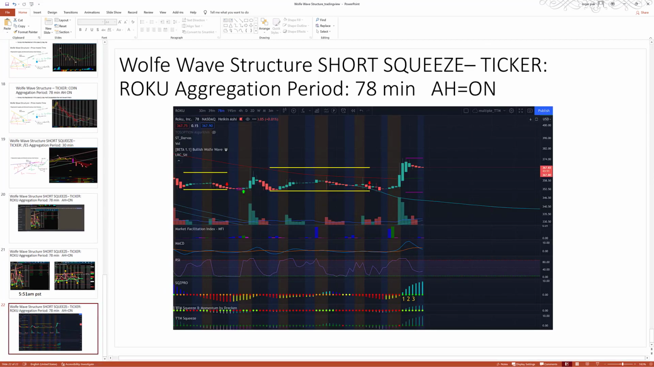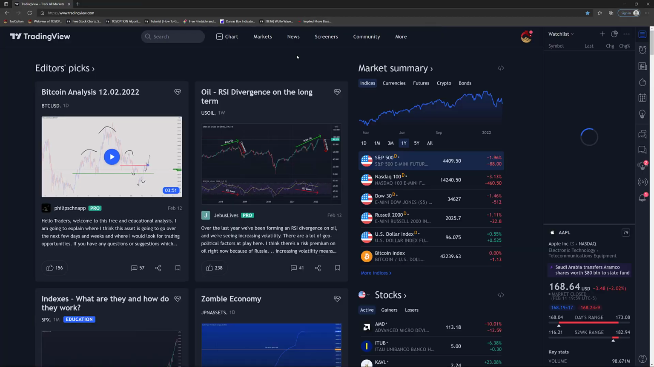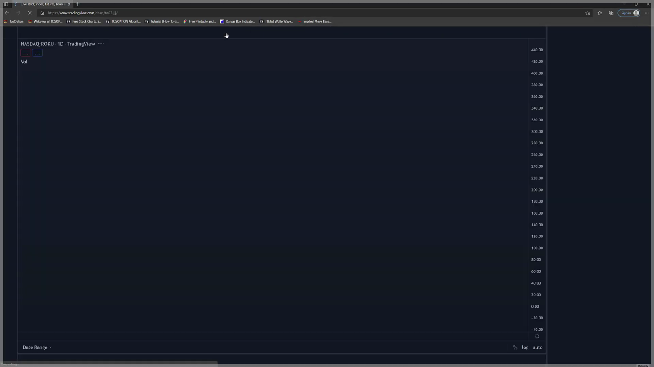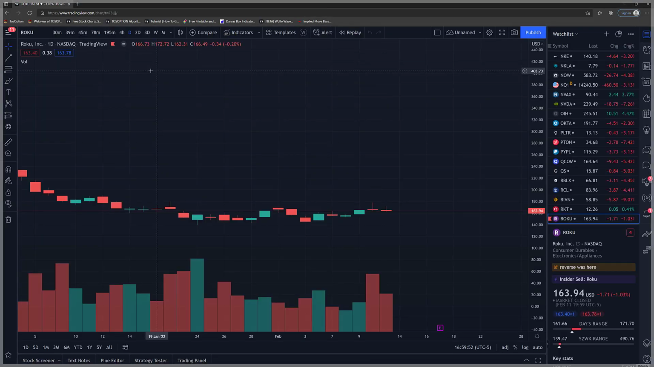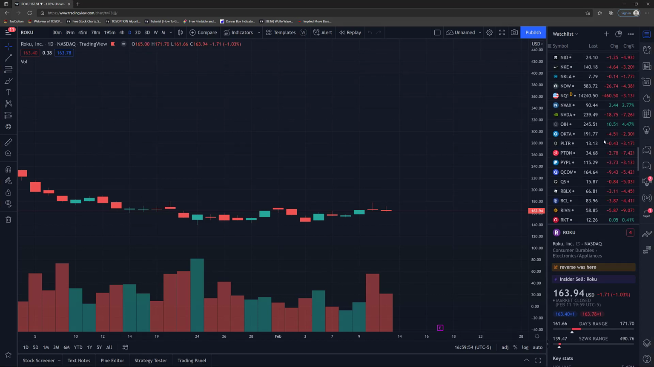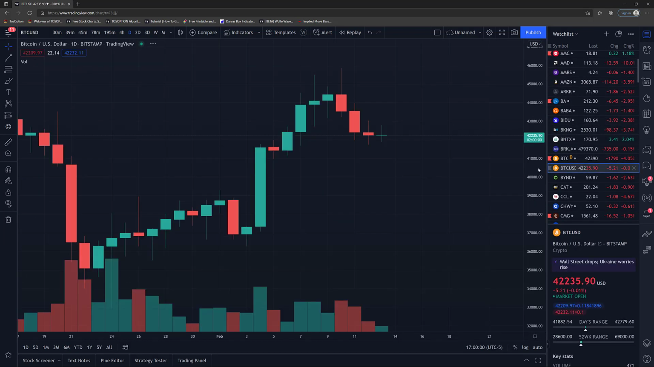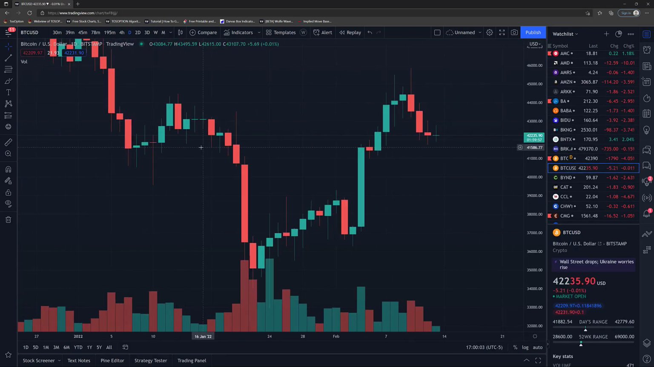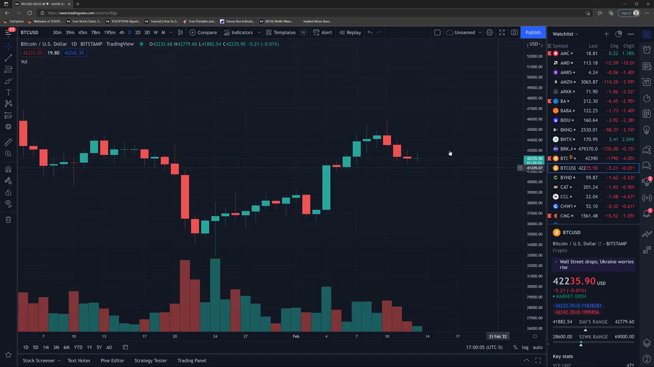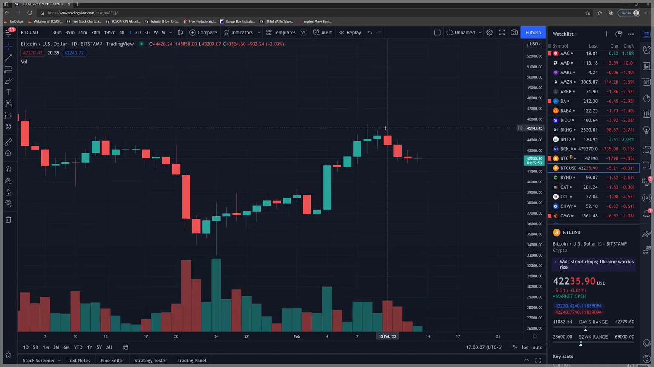So now I'm going to go ahead and set up the Wolfe wave on TradingView. So I'm going to go to TradingView. And let's go to Bitcoin. And now what I want to do is create my workspace. I'm going to set it up.